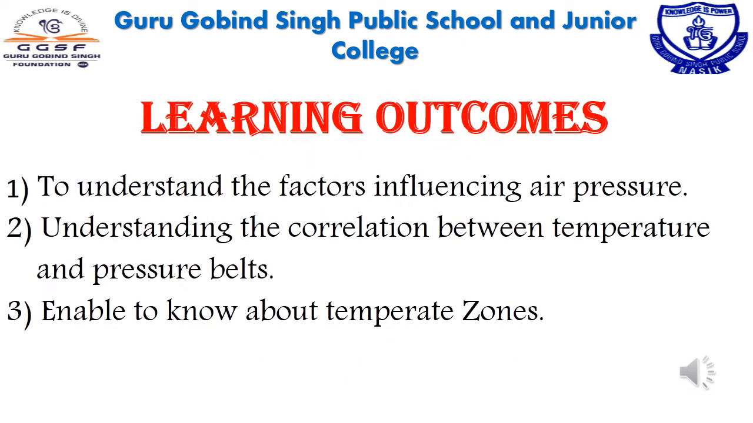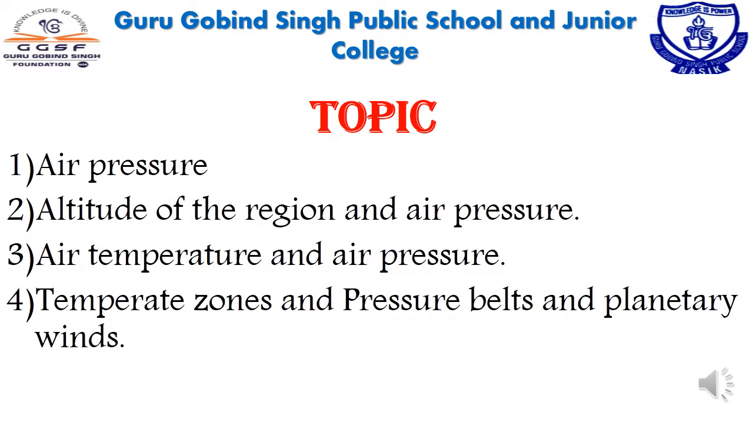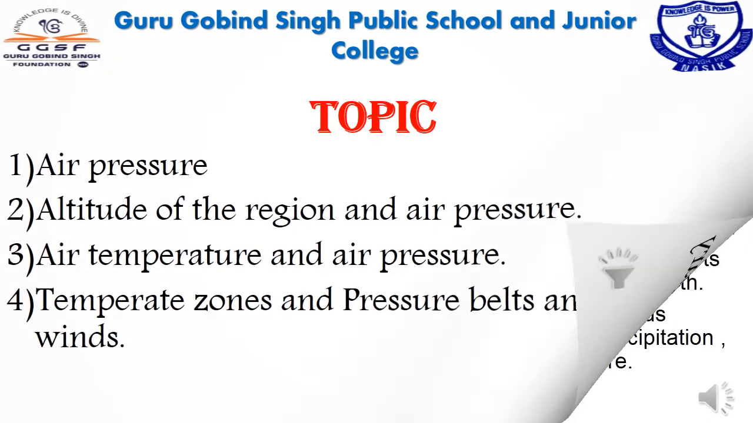Children, here are the learning outcomes of the lesson. They are to understand the factors influencing air pressure, to understand the correlation between temperature and the pressure belts, and to enable you to know about temperate zones. Dear children, the topics of the lesson are air pressure, altitude of the region and air pressure, air temperature and air pressure, temperate zones and pressure belts, and planetary winds.